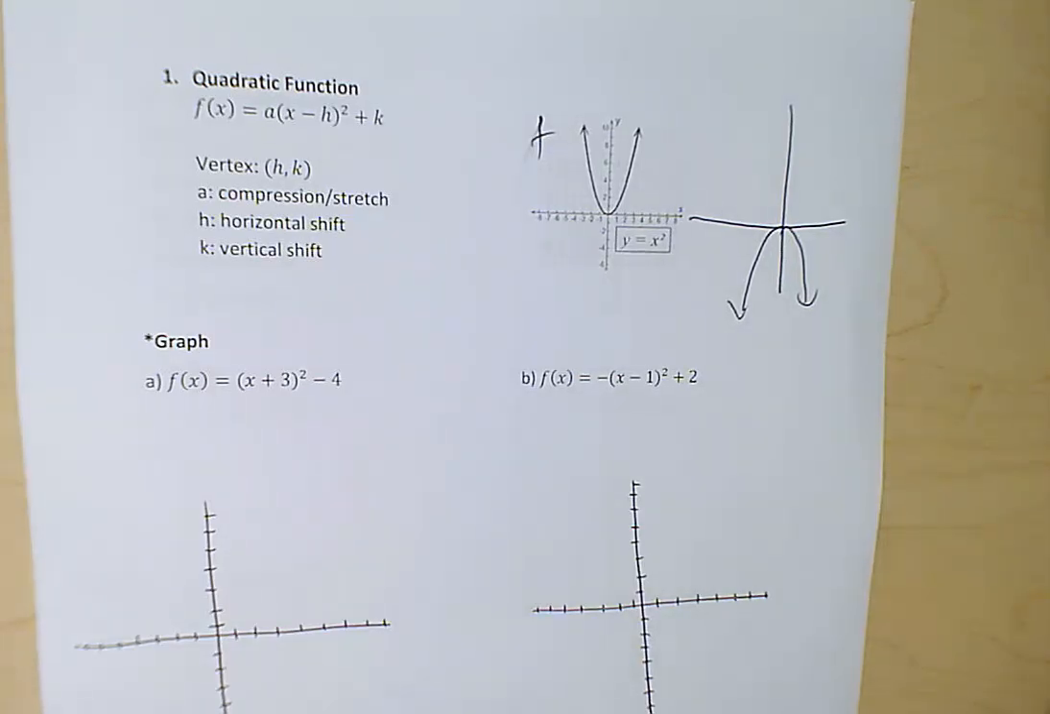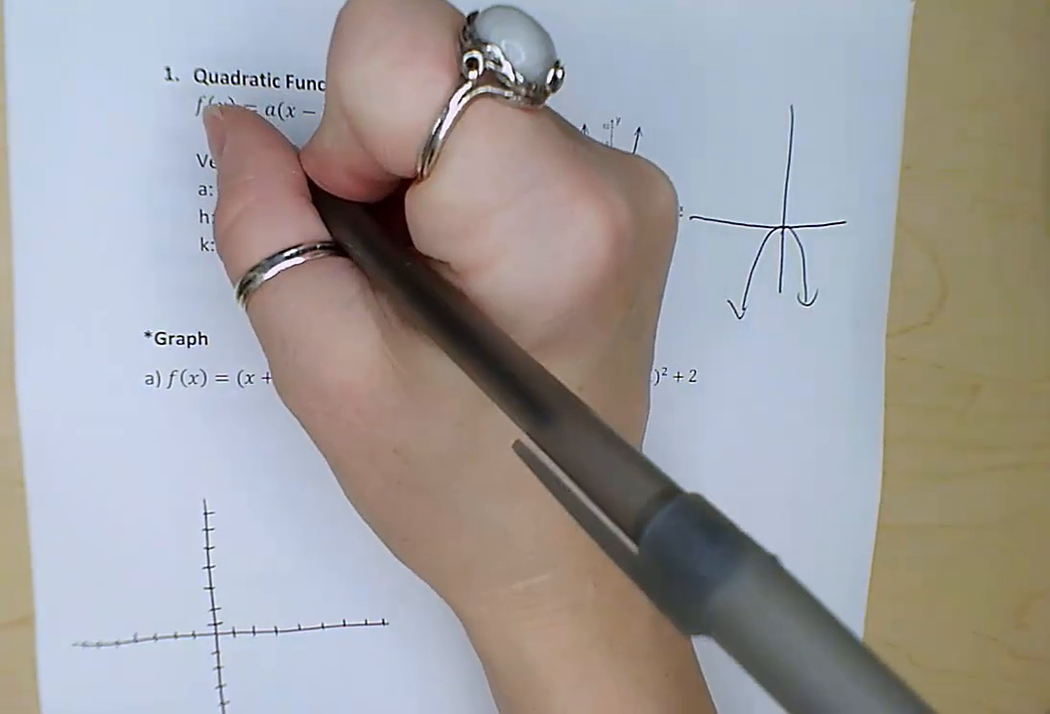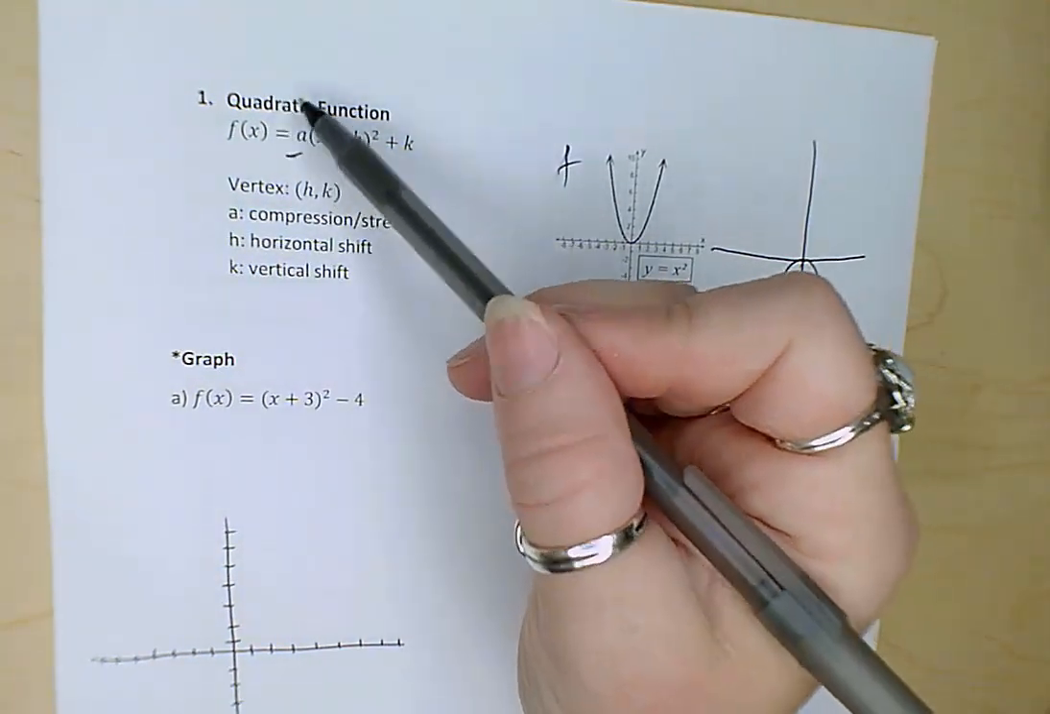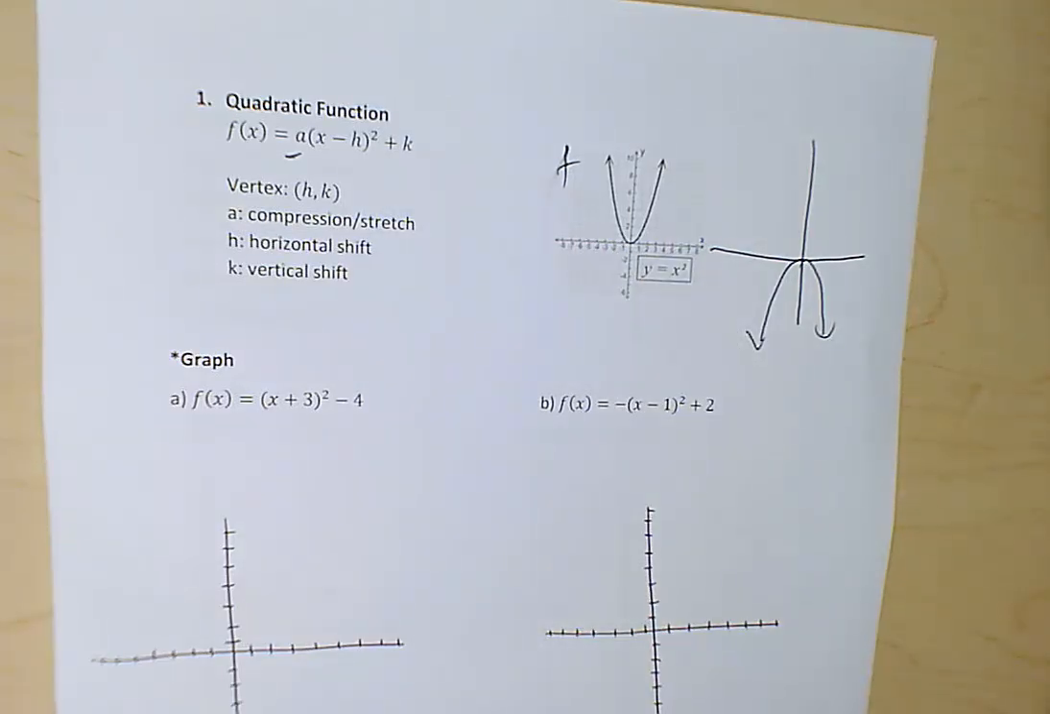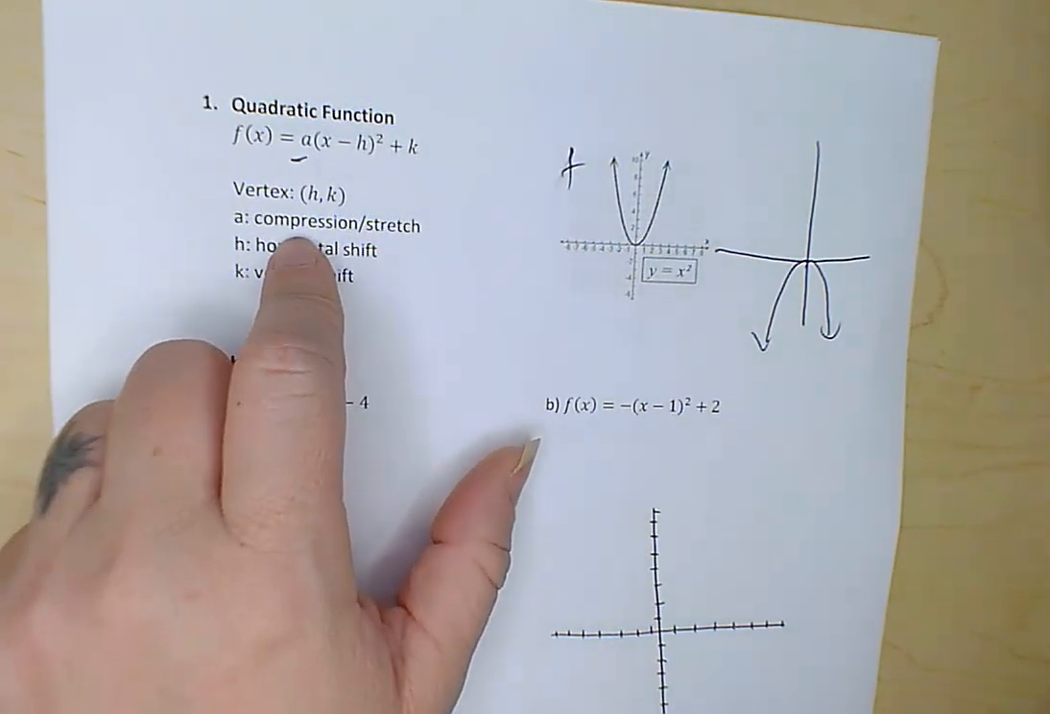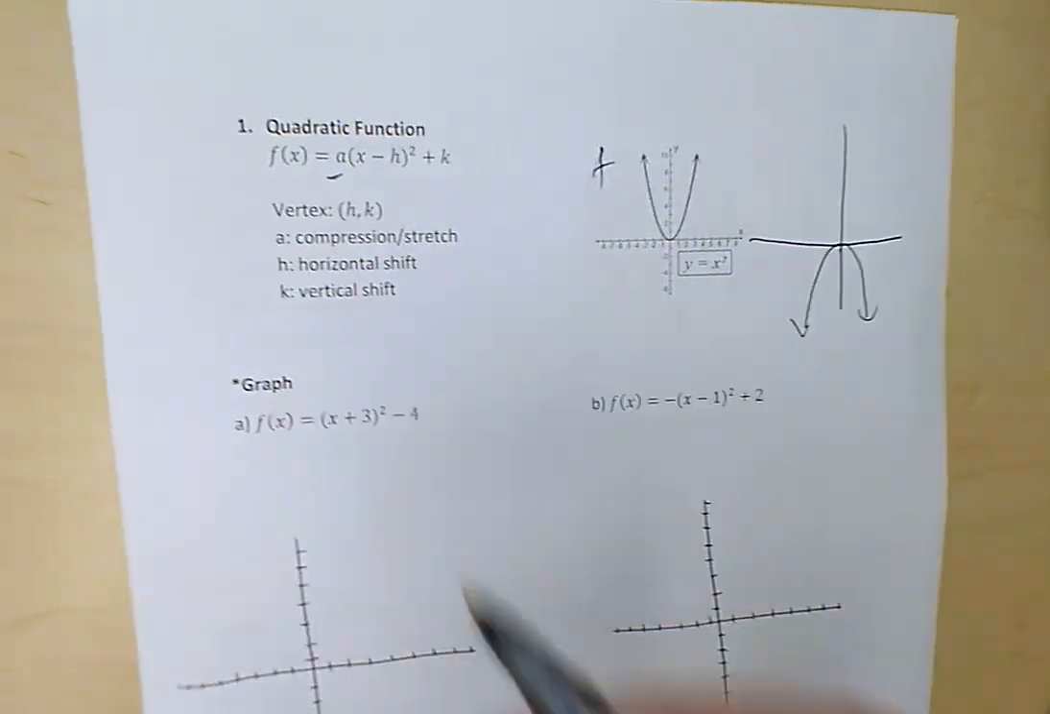Some of the main components that we want to understand about a quadratic function here. First, here in the front of the equation, we have this a. The a is going to tell us a couple of important things. First, it's going to tell us if we have a compression or a stretch going on.